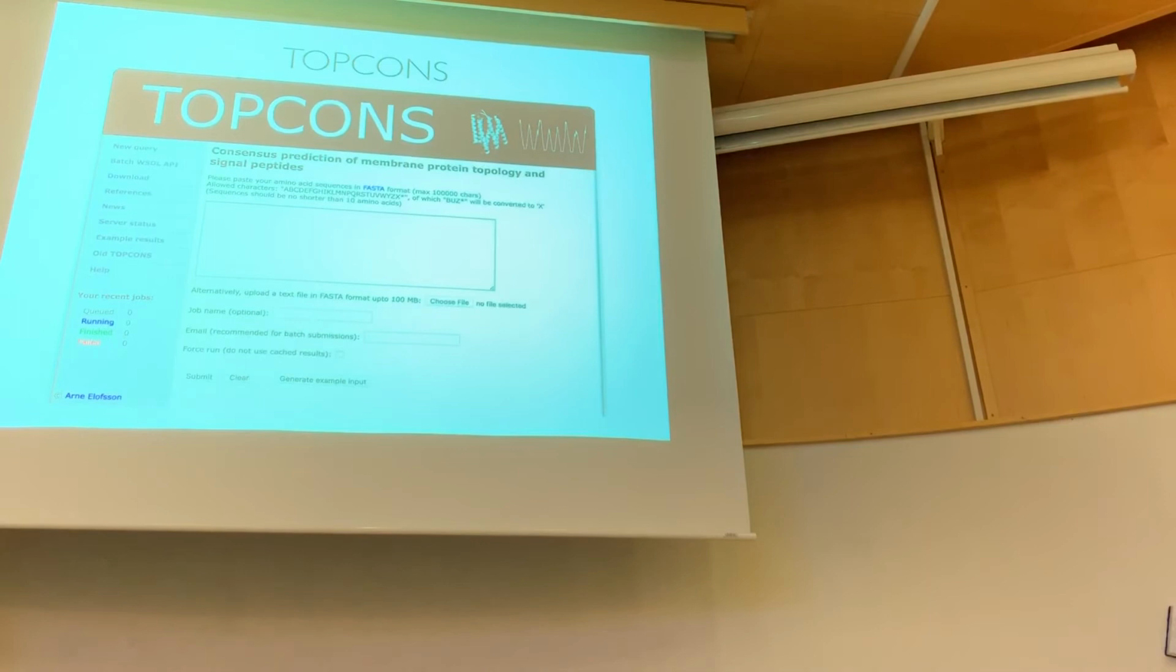And eventually, like I showed you, many methods came online, and Arne, who likes to make consensus predictors, set up TOPCONS. I think this early one had probably 5 or 6 of these individual predictors go into TOPCONS, and then they put a neural network on top to weigh the outputs from the different incoming predictors to get a consensus output. And this is still very highly used, actually, by the community.